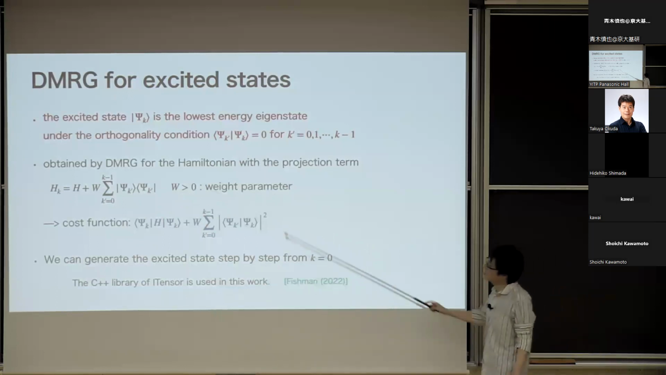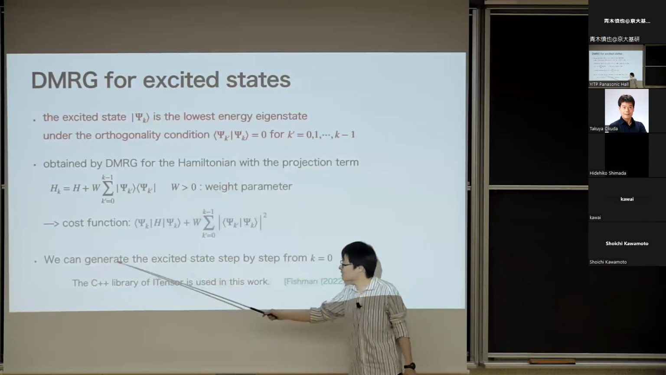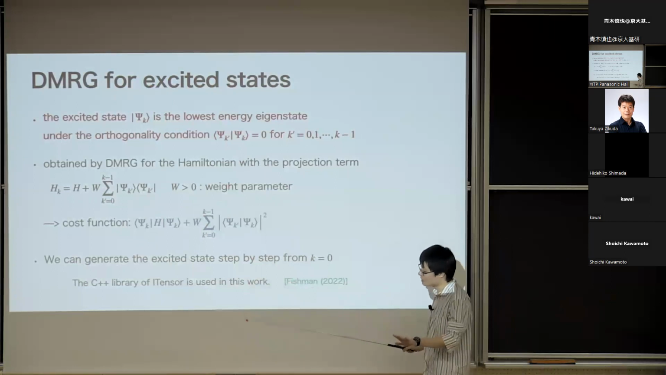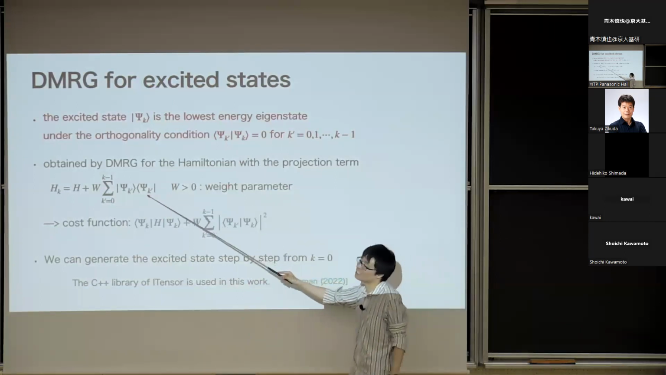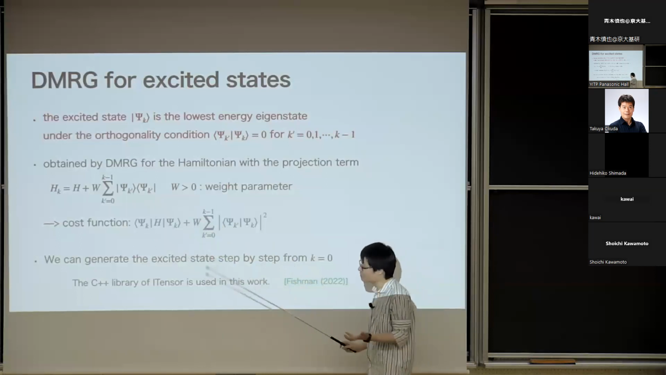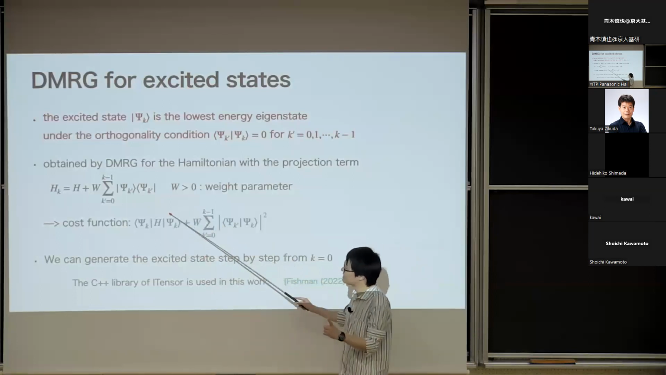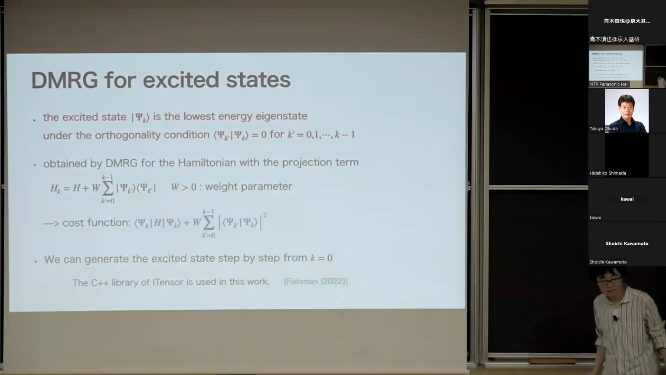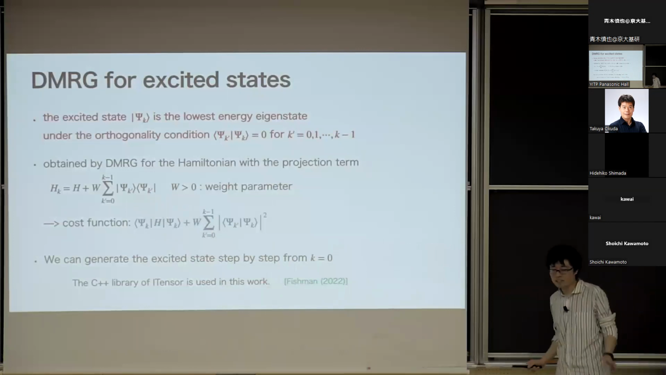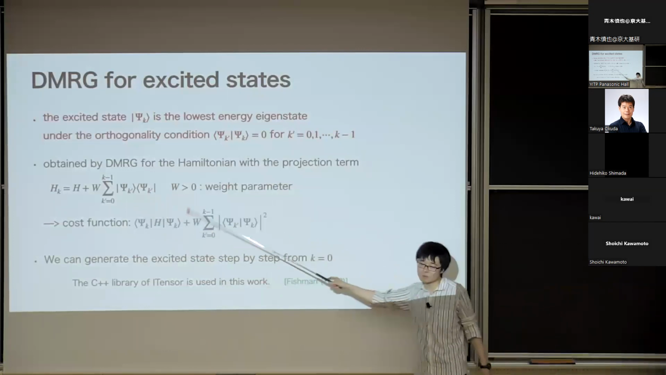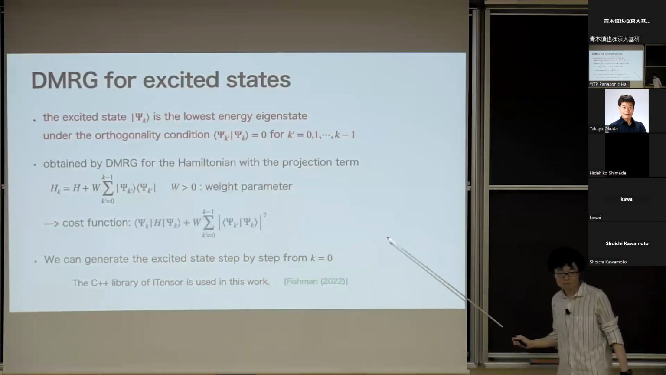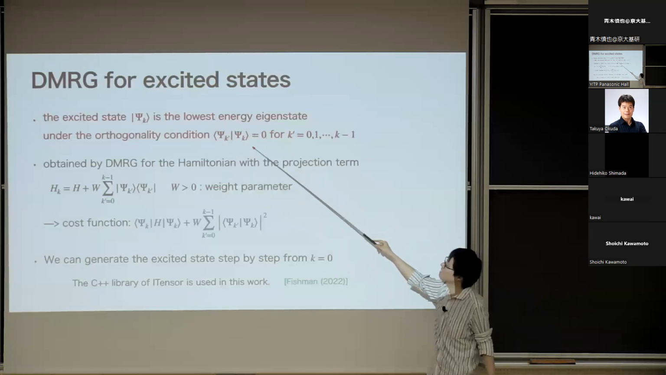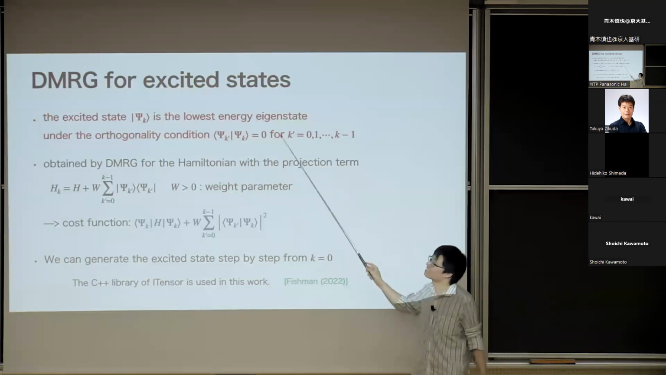And using this Hamiltonian, we can generate the excited states step by step. I mean, first we have to generate the ground state because we use the lower states here. Once we obtain the ground state, we can generate the first excited state. Then we can go to the second, third, and so on. Isn't the excited state degenerate? Yeah, it's possible. But in that case, this method works nicely, because this fact is also true for the degenerate case.